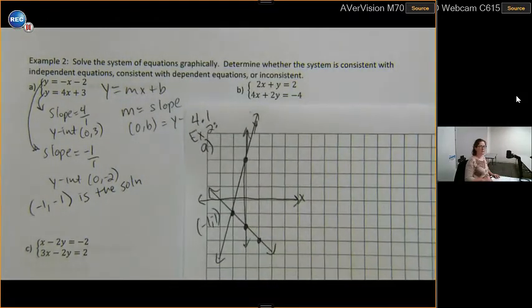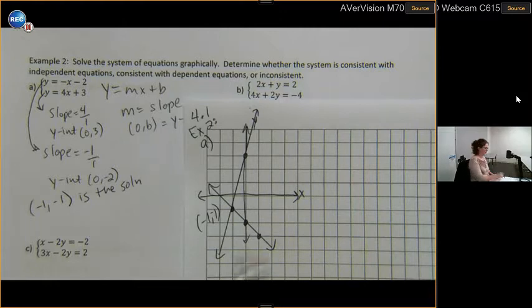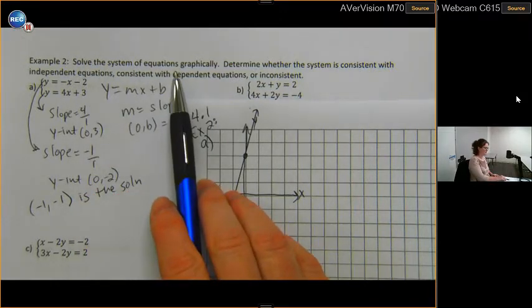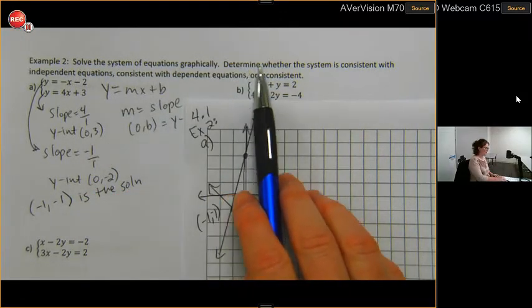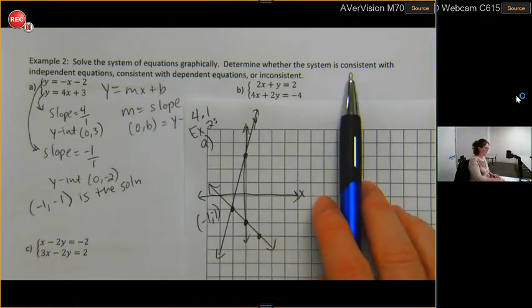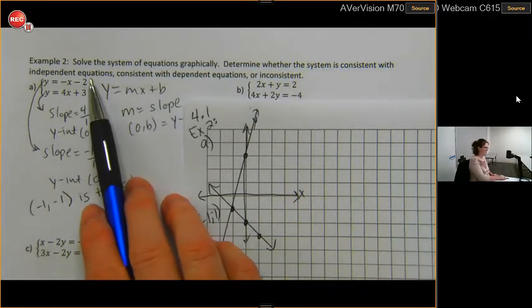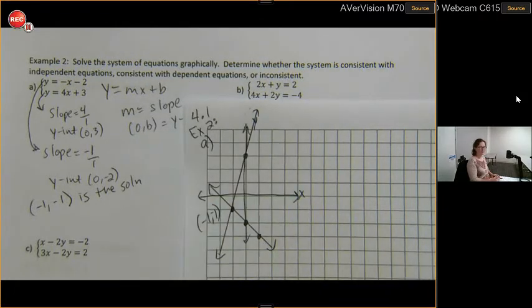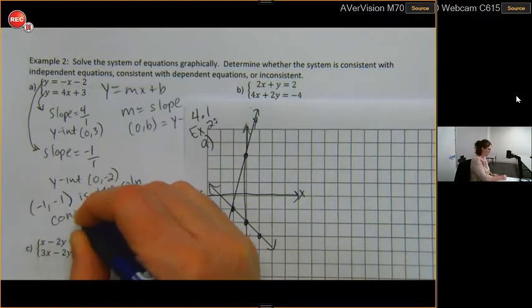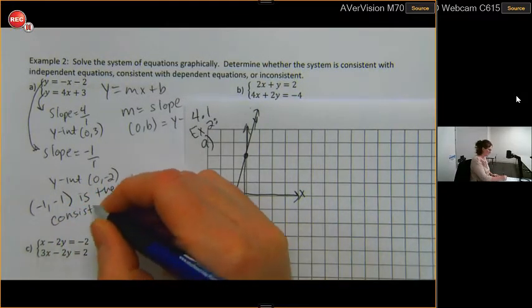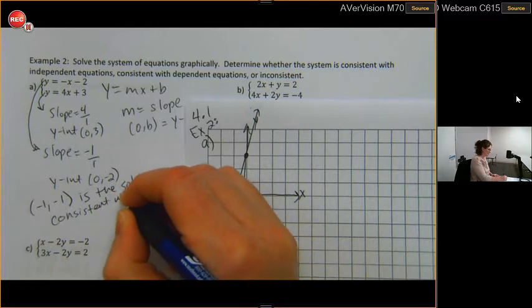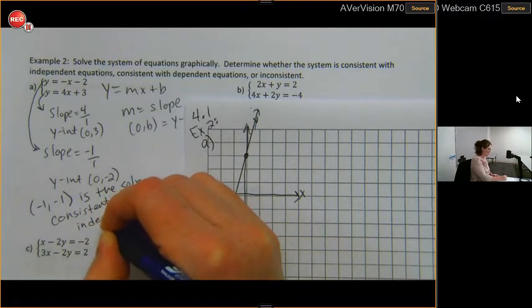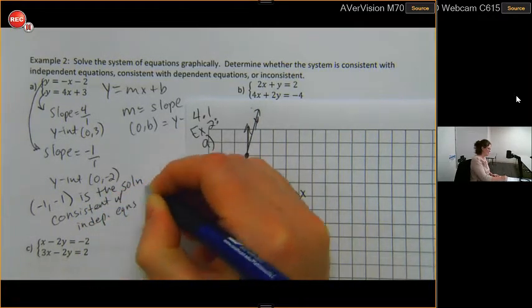And if I read the directions, if I've done the first part, I've solved the system graphically. Now I have to determine whether the system is consistent with independent equations, consistent with dependent equations, or inconsistent. So I wrote this down in the previous video. It has one solution. It's consistent with independent equations.